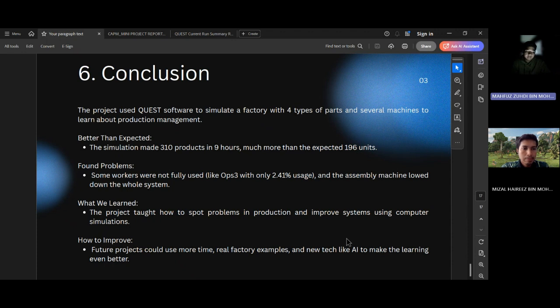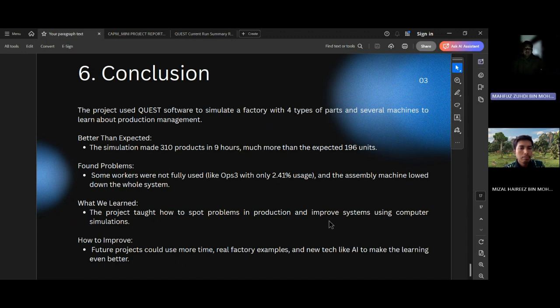Next is strategic improvement. We can add a parallel assembly station to eliminate the bottleneck constraint. Next is to implement automated material handling to improve flow synchronization. And the last one is to cross-train all operators for flexibility and better resource utilization.